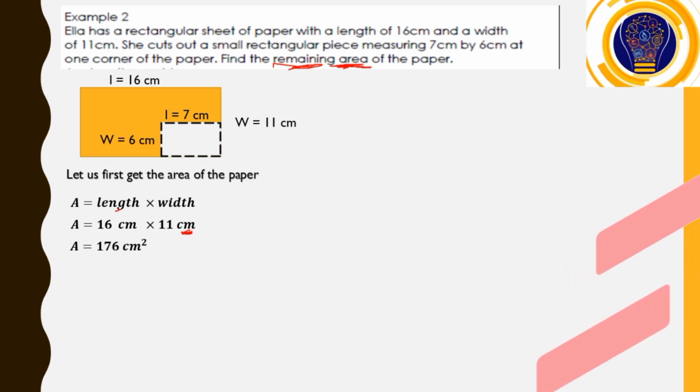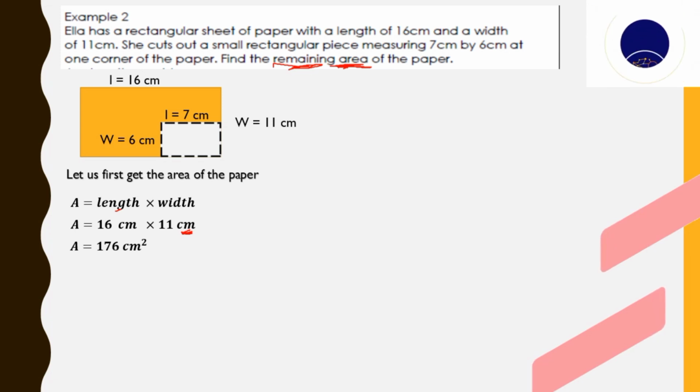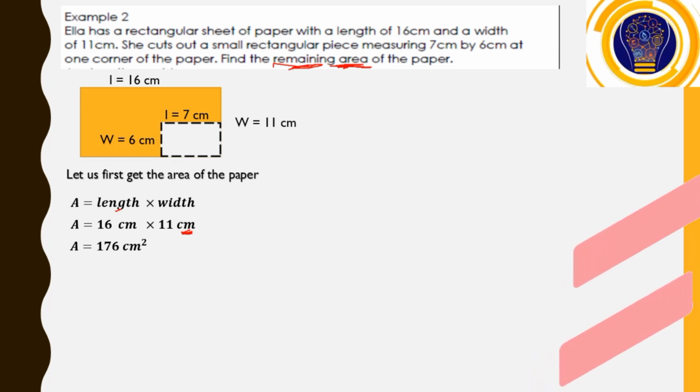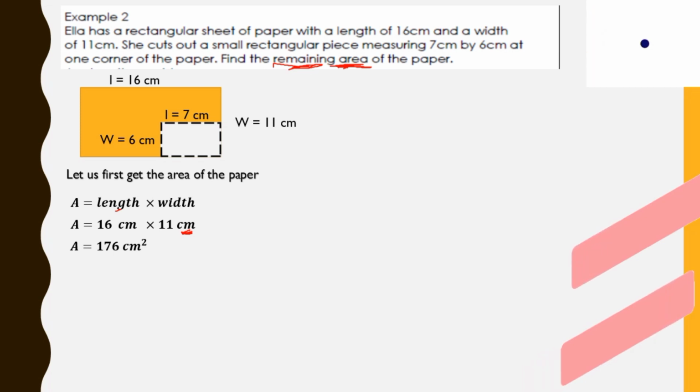When we are asking for area, we always have in our answer the exponent 2, since we are multiplying centimeters by centimeters. That is, we get centimeters squared here. And also, when it comes to area, we are counting the number of square units in a figure. Now, this is the area of the paper, 176 centimeters squared. How about the area of the region that was cut out?